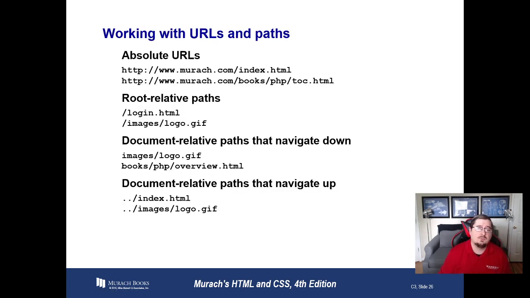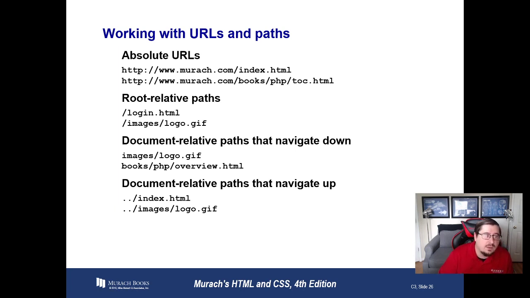So if I was going to refer to a few different pages, a few different resources, there are two primary groupings of URLs or paths that you can use. First of all, there are absolute URLs. Absolute URLs go all the way up to the protocol. So you have the protocol, the domain name, and the path. Both of these would be absolute paths because they include all of the pieces.